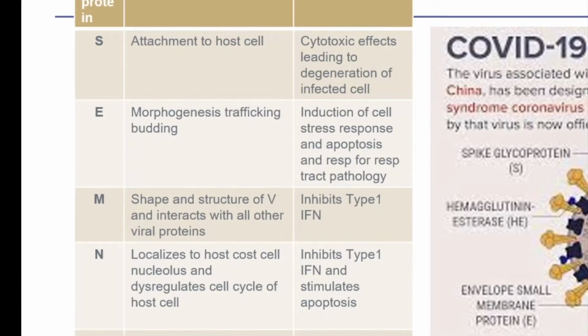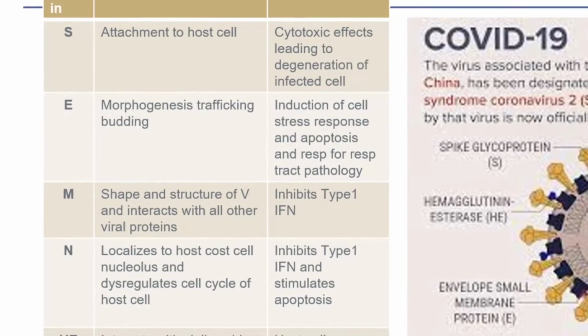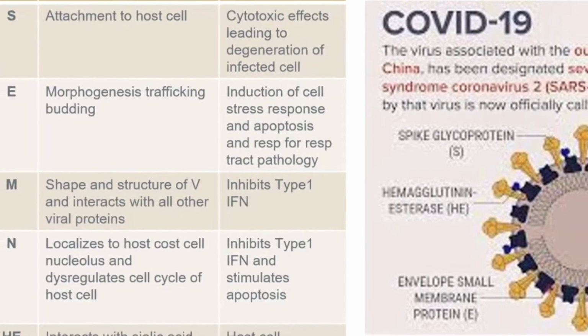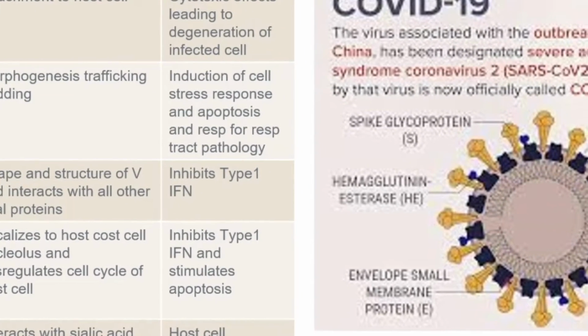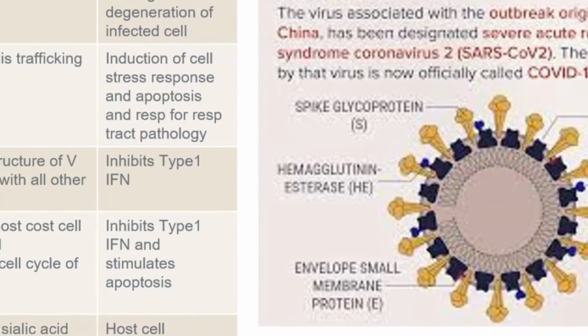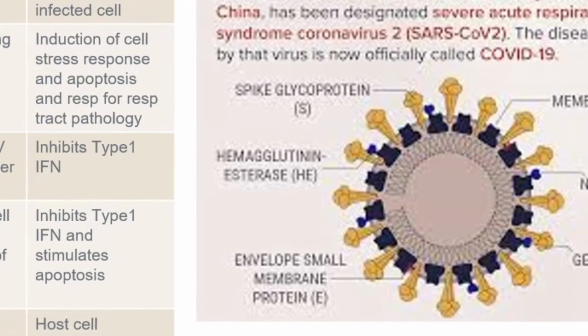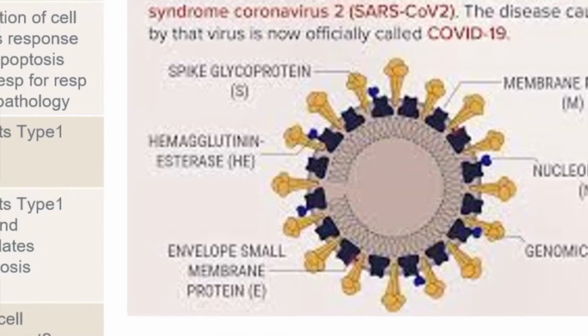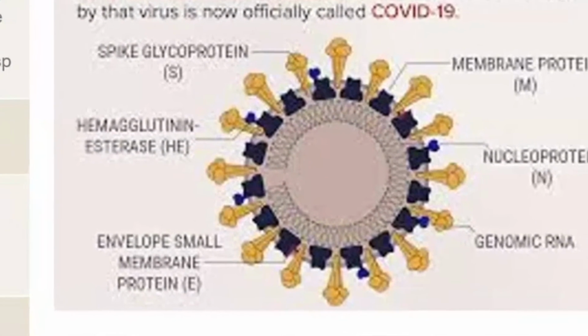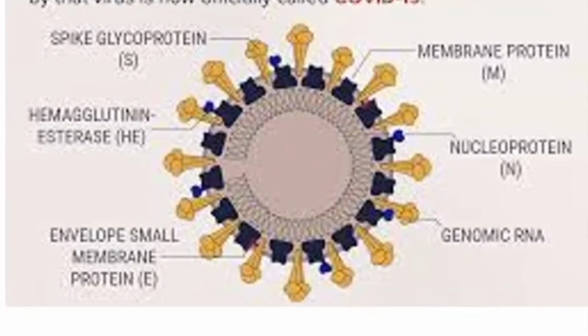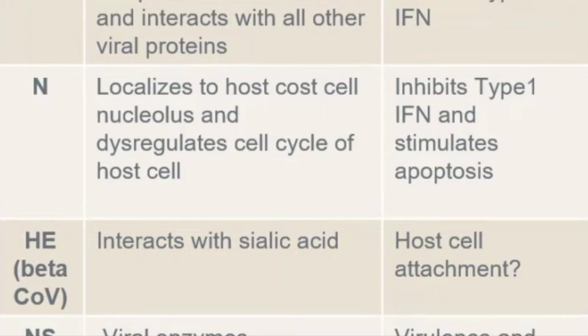Then there is the M protein, or the membrane protein. And what this particular protein does is it starts inhibiting a protein, or a cytokine, called interferon gamma, that is essential to fight against the virus and remove the virus. But this protein starts inhibiting it. Then the N protein, the nucleoprotein, comes into the picture, and it inhibits the interferon gamma to a greater extent and causes cell death.